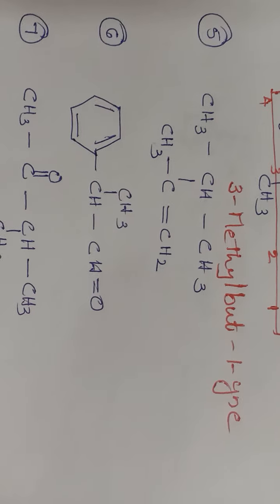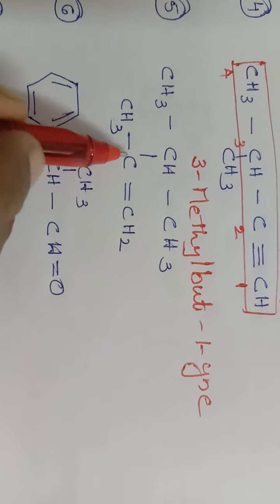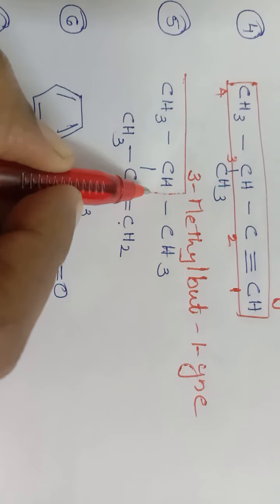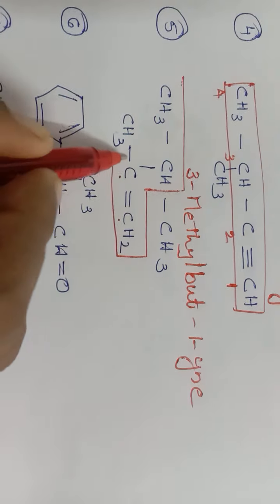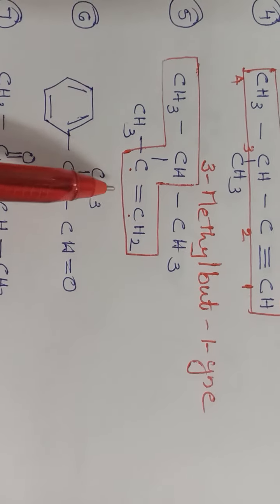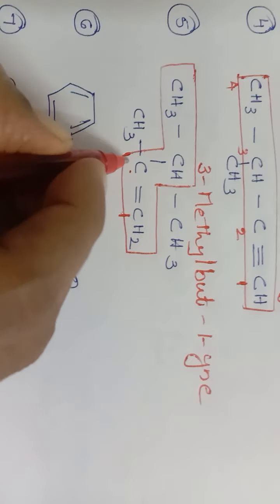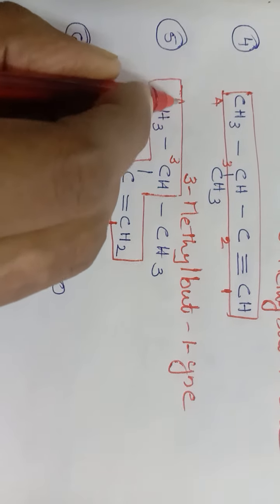Next compound. Here we need to select the longest carbon chain containing the functional group. Carbon-carbon double bond is the functional group. So in the carbon chain, the double bonded carbon atom should be there. So this is our parent chain. The longest carbon chain containing the double bond is selected as the parent chain, and we number it from the right side so that the double bonded carbon atom gets the lowest possible number.